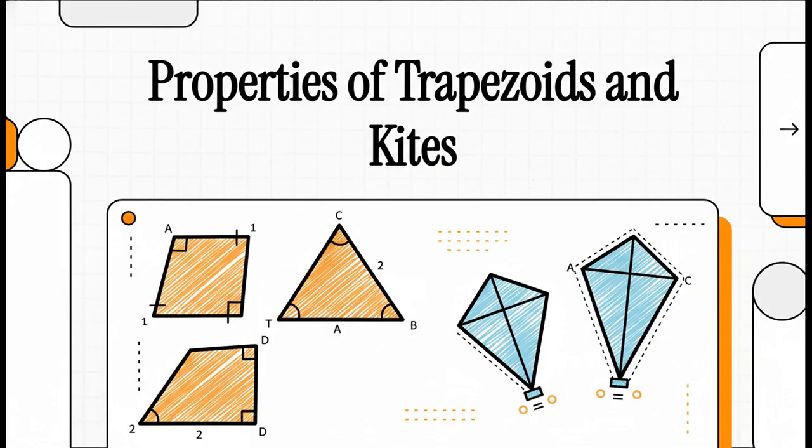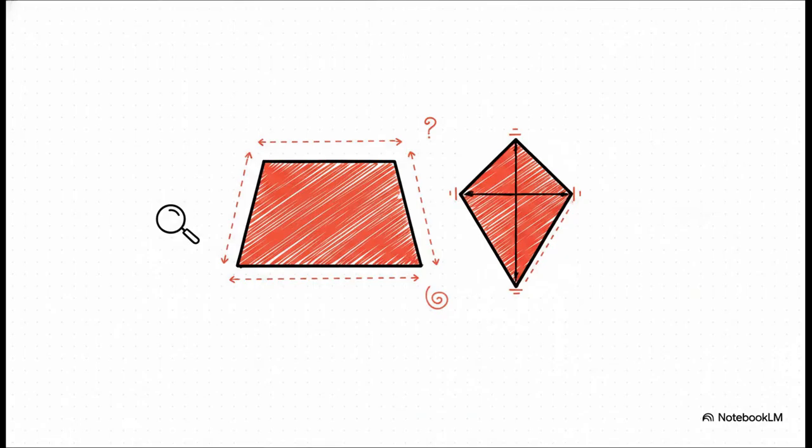Let's dig in. So yeah, at a glance, they're both quadrilaterals. 4 sides, 4 corners. Simple enough, right? But what's that one single property that defines a trapezoid? And what makes a kite fly, geometrically speaking? Well, it all boils down to a few key characteristics, and that's exactly what we're going to break down today.